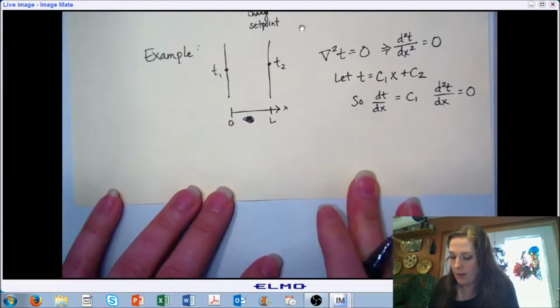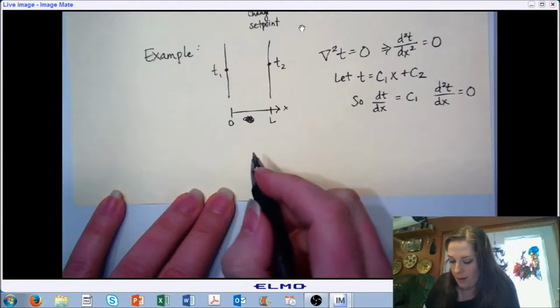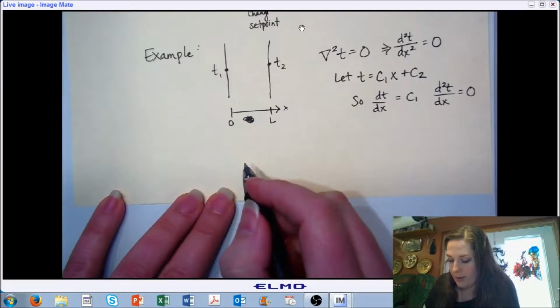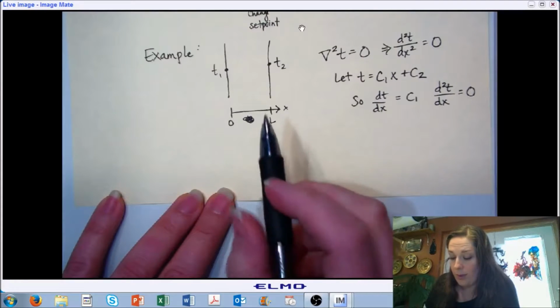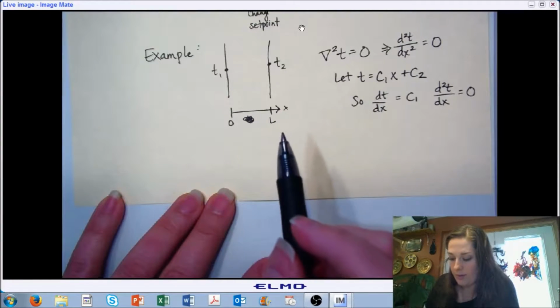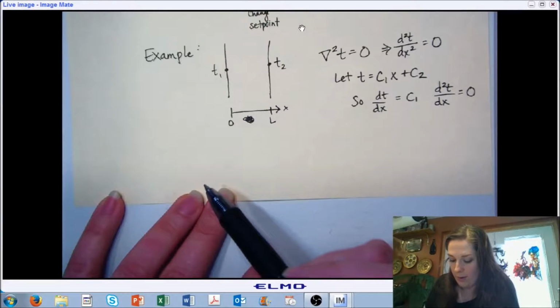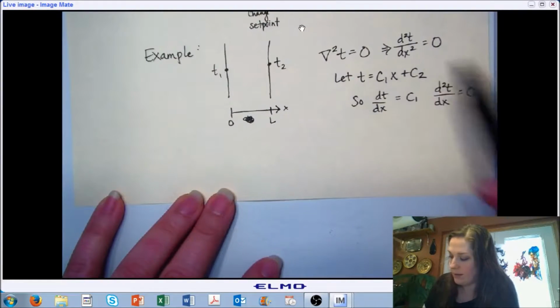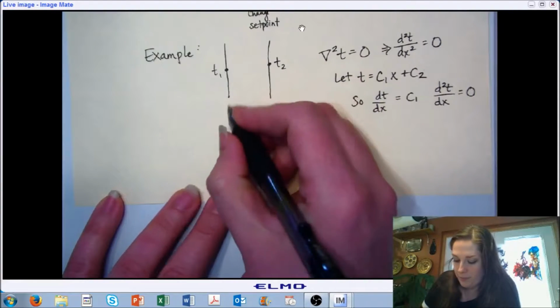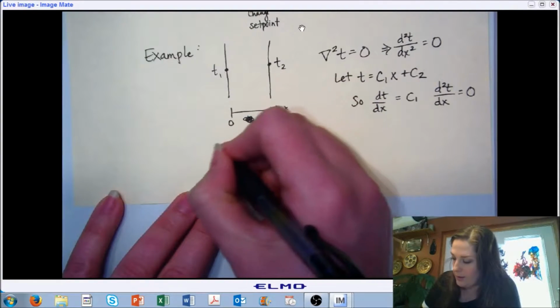So now let's find our C1 and our C2. We need two boundary conditions and we have two boundary conditions and we have two unknown constants. So we have our boundary conditions and we have our unknown constants, C1 and C2. All right. So let's find C1 and C2.